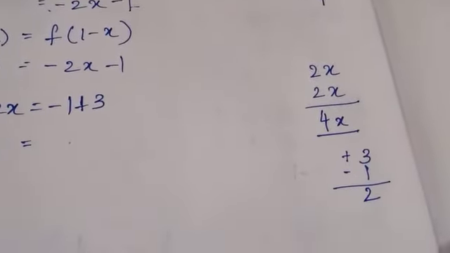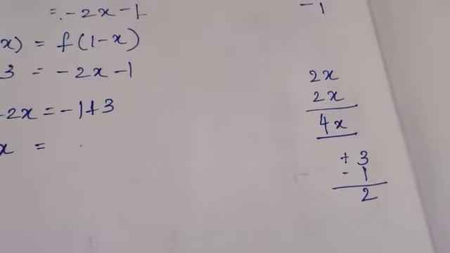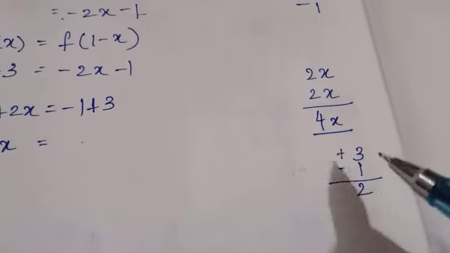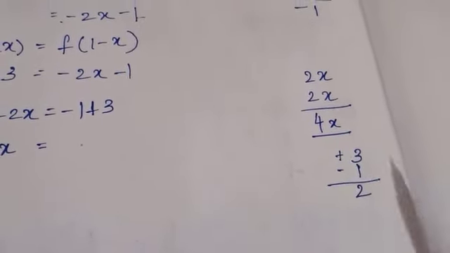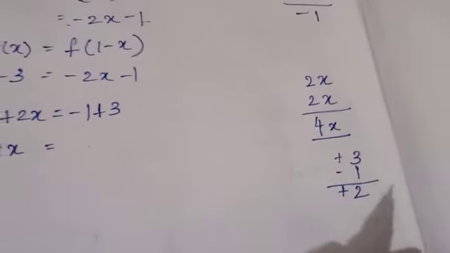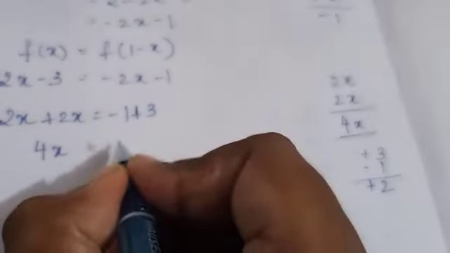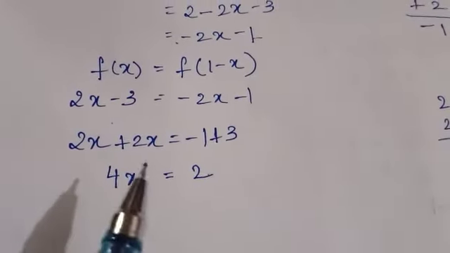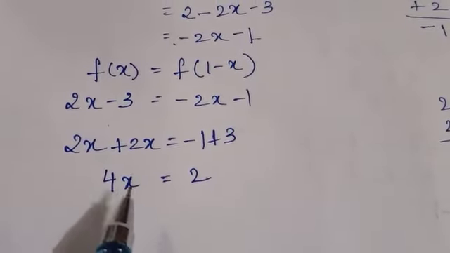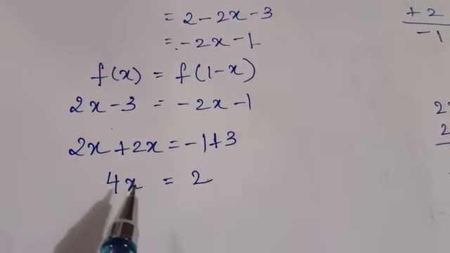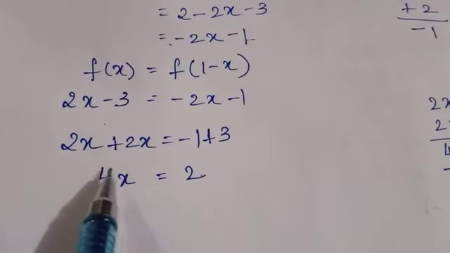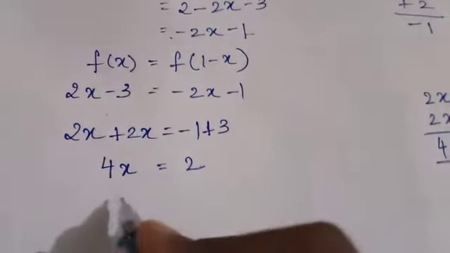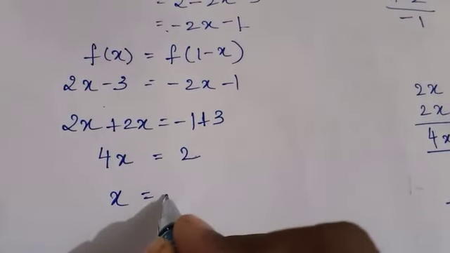So after subtracting, what we have to do? We have to check the greater number's sign. So what is the greater number here? 3, and it has the sign plus. So I'm writing plus 2. So here the answer is 2. Yes. So after that, what we have to find? We have to find our x. So I'm keeping x on the left hand side. I'm taking the number to the right hand side. So x is equal to 2.